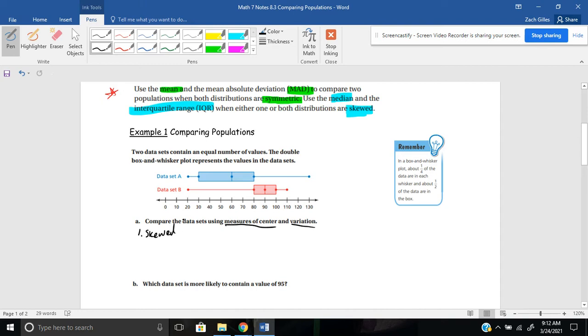It's not symmetric. Okay, so therefore, when I have distributions that are skewed, I'm going to use the median, and I'm going to use the interquartile range. Okay, just like it said up here. When they're skewed, use median and interquartile range. Okay, so I have to do that for both data sets. I should have color coded here. So this is data set A.